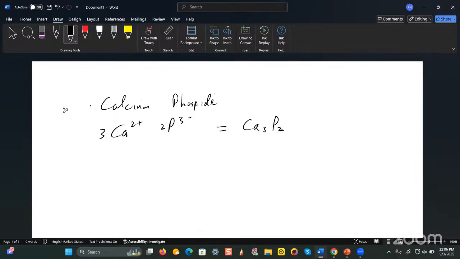So that's basically how you can write down the formula based on the name. And if you understand that, you should be able to do the reverse. If you're given the formula, you can determine what the name is, all right? So that's basically how that is done.